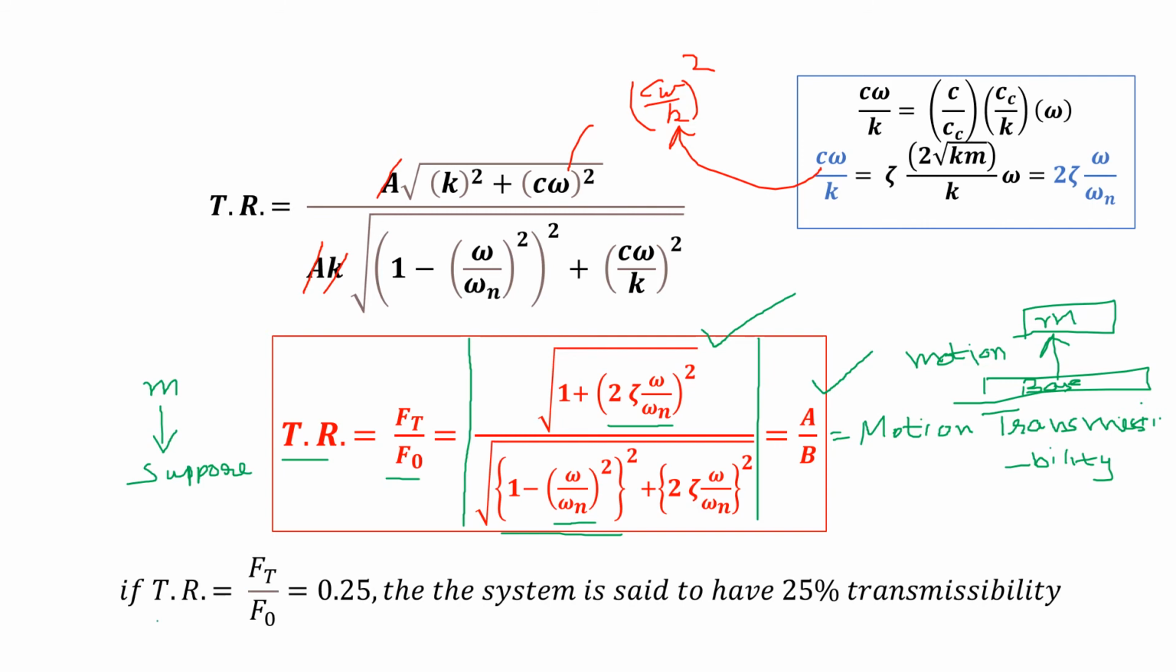Suppose transmissibility is given as 0.25. What it means is this system is having 25% transmissibility. So out of the F0 force acting on the mass, only 25% force is being passed to the foundation, to the ground, to the base, or to the support.